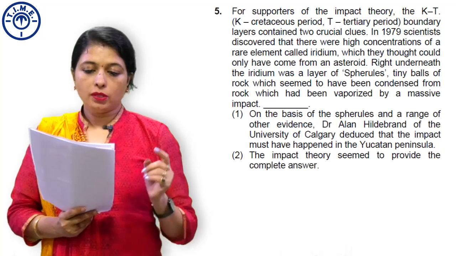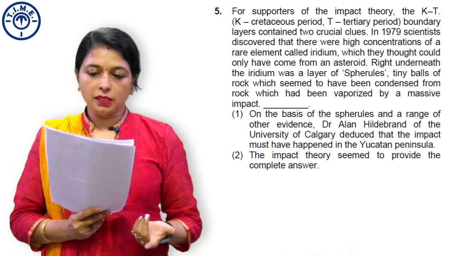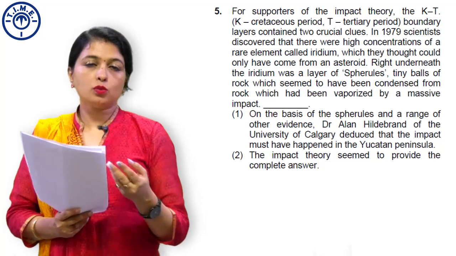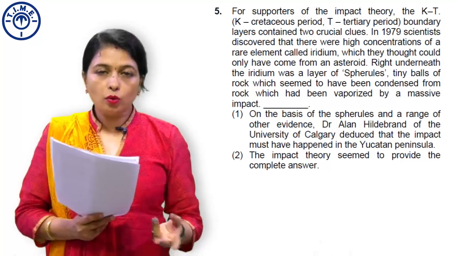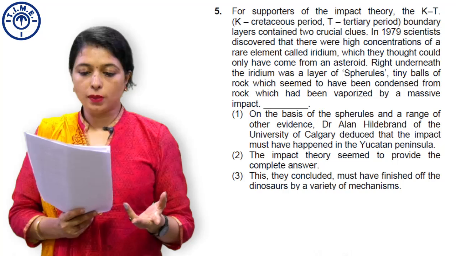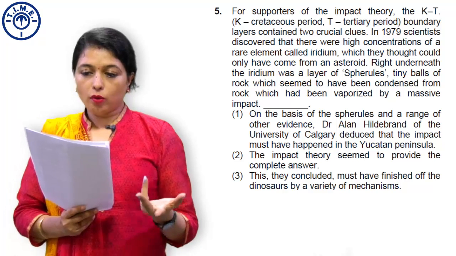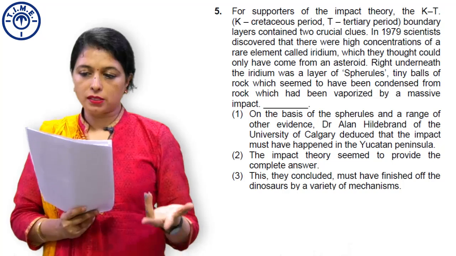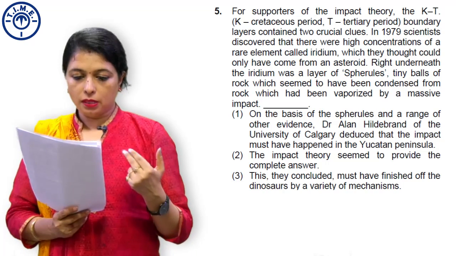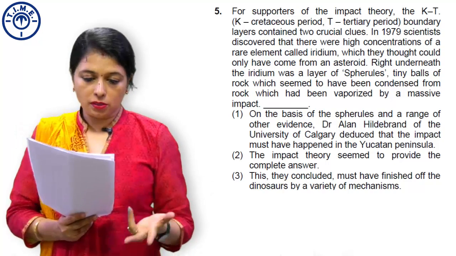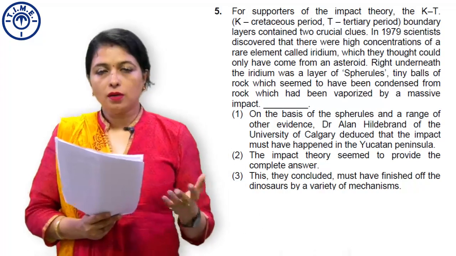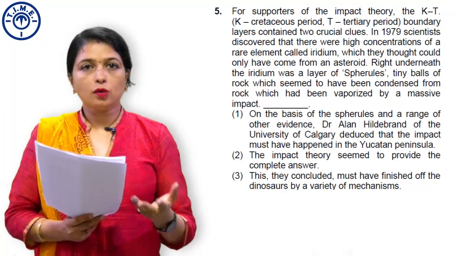The second one says the impact theory seemed to provide the complete answer. Now, 2 is talking about the answer, but the passage does not give any answers. So, this seems to be absurd and we cannot go ahead with it. The third one says this, they concluded, must have finished off the dinosaurs by a variety of mechanisms. So, of course, the paragraph is talking about an asteroid attack which is taken to be the reason why dinosaurs disappeared, but this is not mentioned in the passage. This choice says that, but it is something which is out of scope of the paragraph, and so it cannot be a suitable choice.